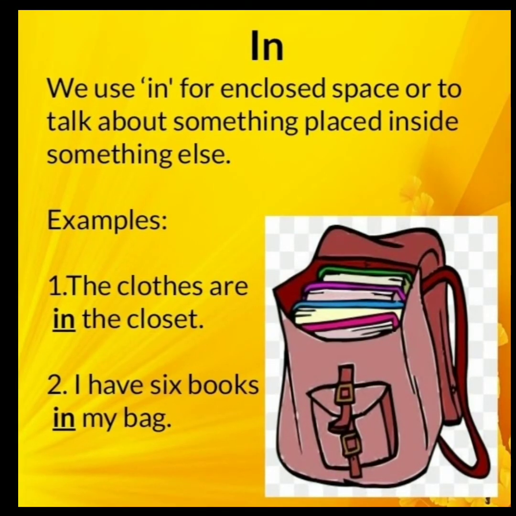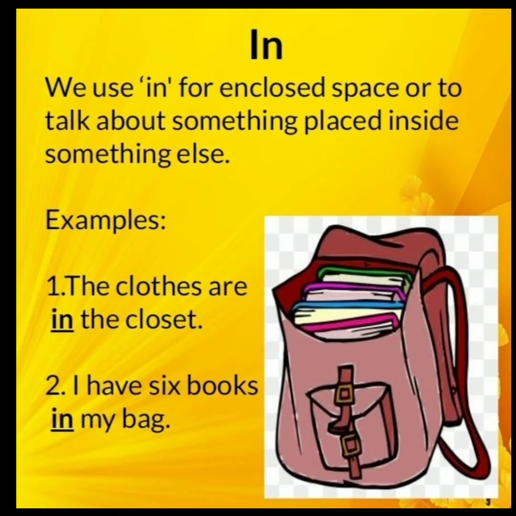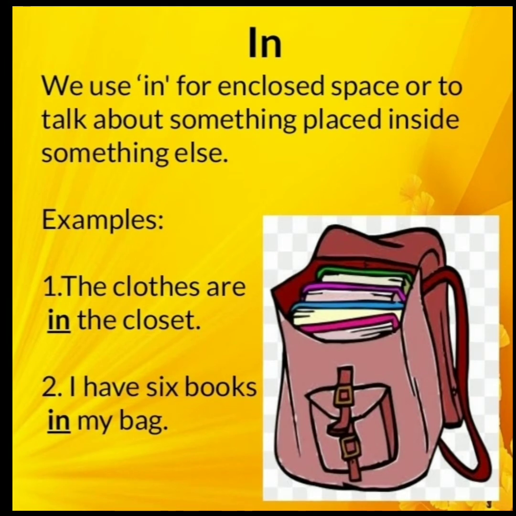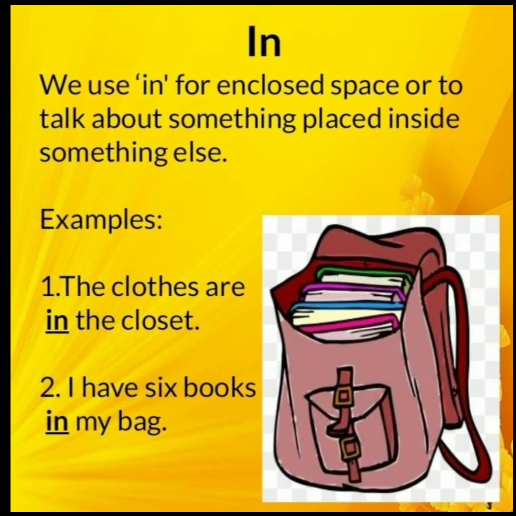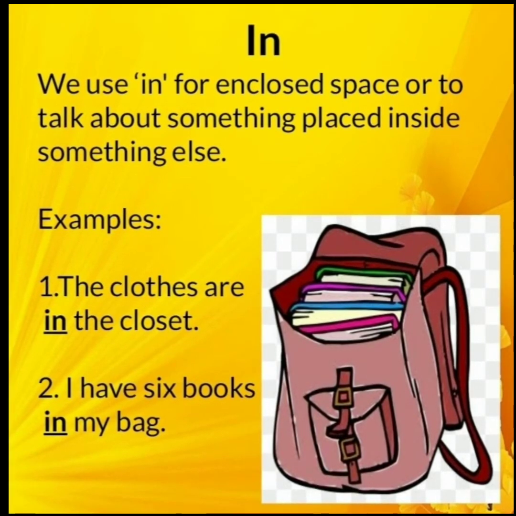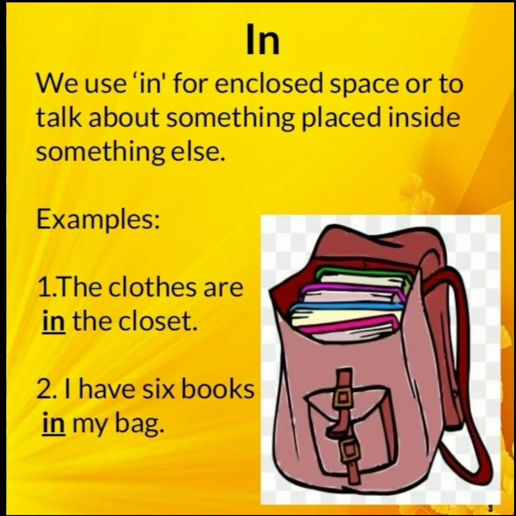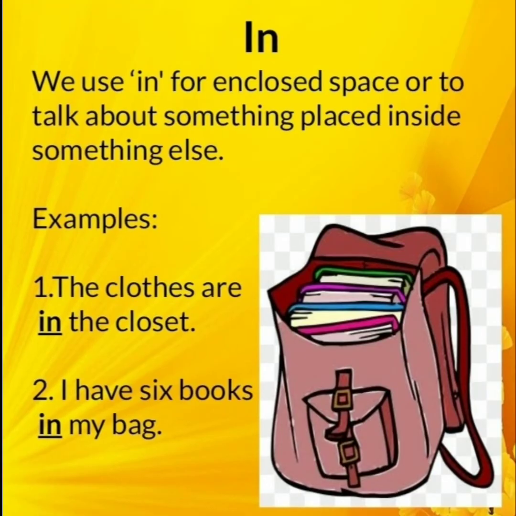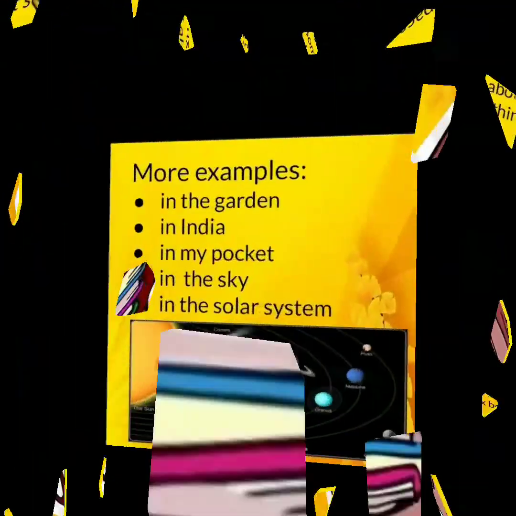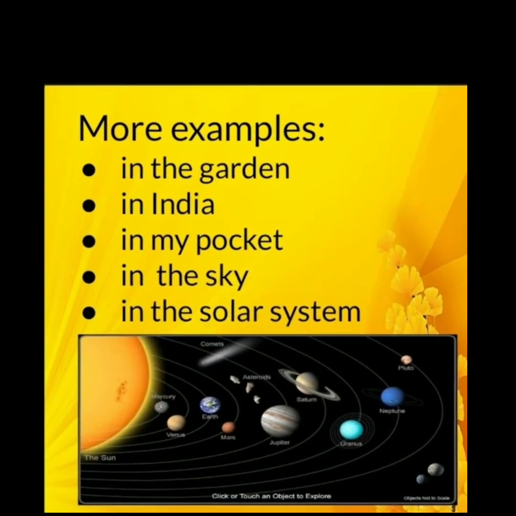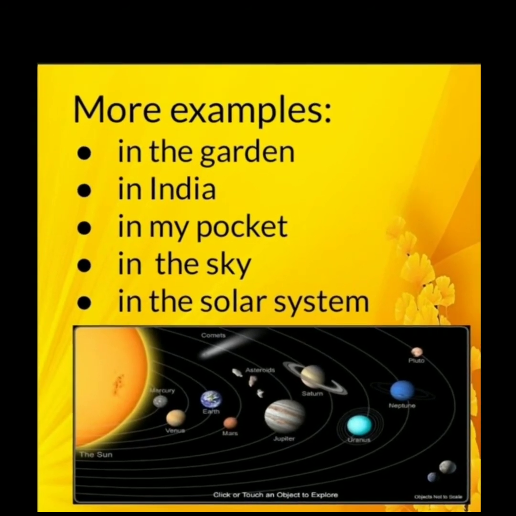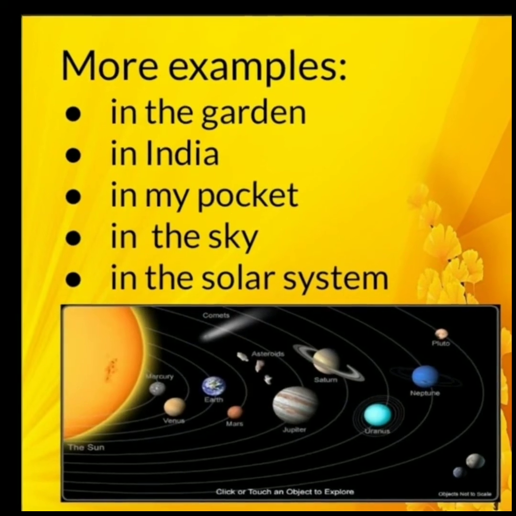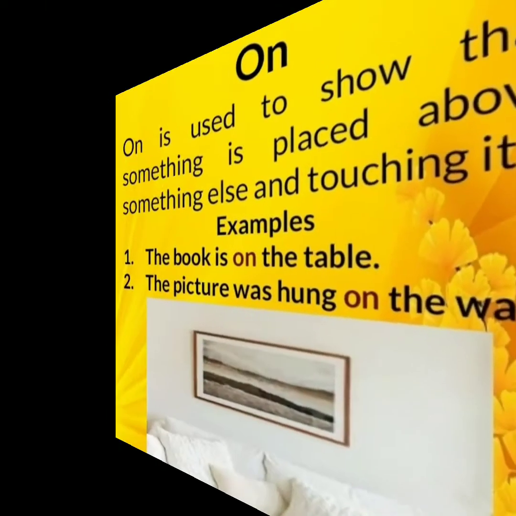First of all, in. The preposition in is used for enclosed space. It tells about something placed inside something else. For example, the clothes are in the closet. I have books in my bag. Children are sitting in a room. More examples are in the garden, in India, in my pocket, in the sky, in the solar system.